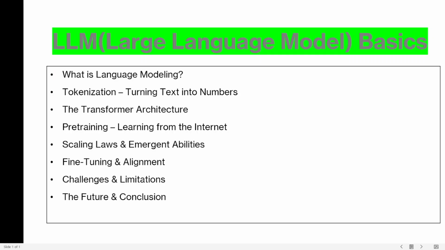What is remarkable is how a simple objective, predict the next word, combined with scale, clever architecture, and human feedback produces systems that can write, reason, and converse. It's one of the most exciting developments in the history of computing, and we are still in the early chapters.